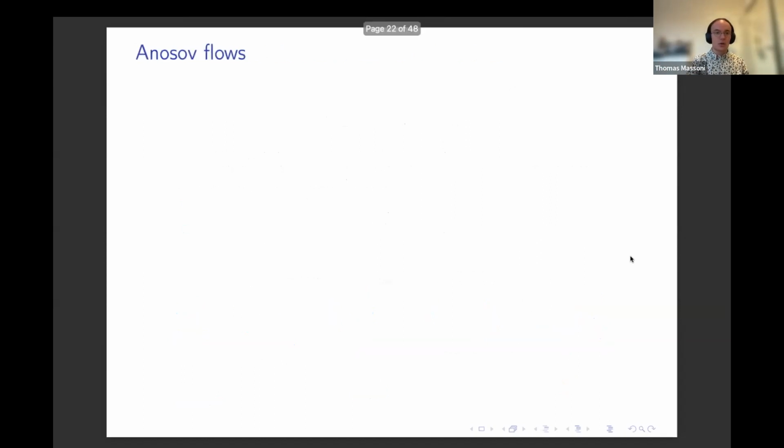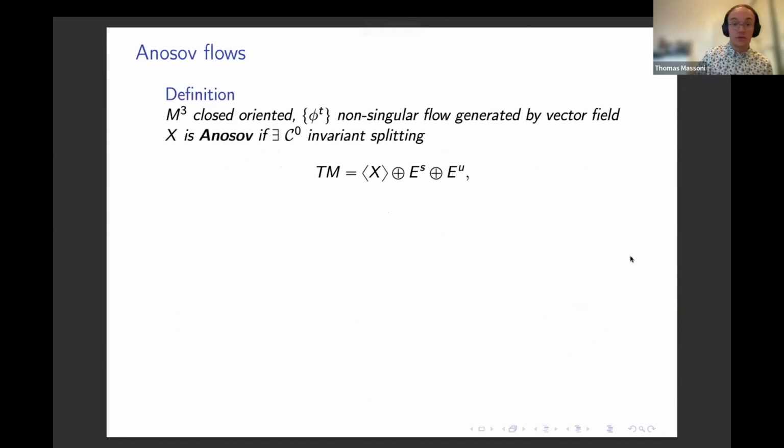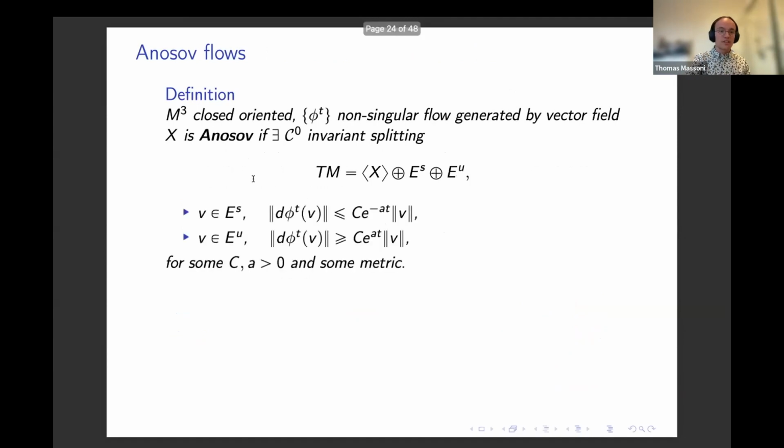Okay, so maybe let me tell you the definition of an Anosov flow. On a closed oriented three-manifold, a non-singular flow generated by some vector field X is Anosov if there is some continuous invariant splitting of the tangent bundle into three pieces: the direction of the flow, a stable direction, and an unstable direction. The stable direction is stable, meaning that if you apply the flow to a vector in this stable bundle, its length will decrease exponentially fast. And in the unstable, the length will increase exponentially fast. And this holds for some constants C and a, and also some auxiliary Riemannian metric.